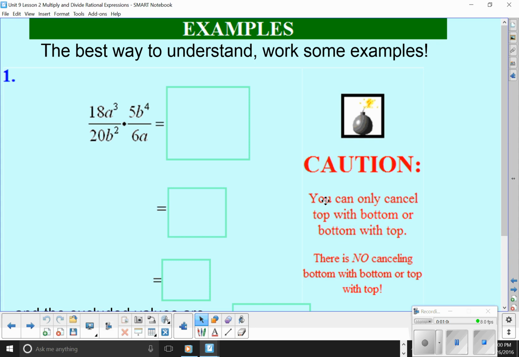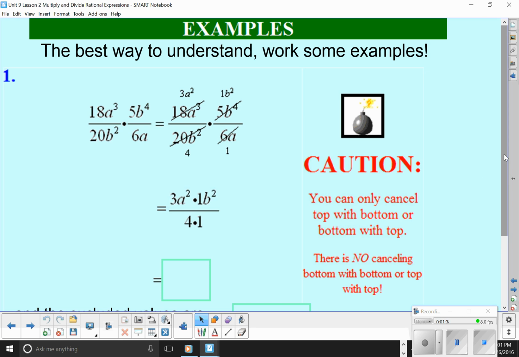18a cubed over 20b squared times 5b to the 4th over 6a. All right. First things first. Can you simplify? Sure. Notice that 6 will go into itself once. It will go into 18 3 times. Here and here, a cancels with a cubed to a squared. B squared and b to the 4th leaves me with a b squared here. 5 goes into itself once and into 20 4 times.